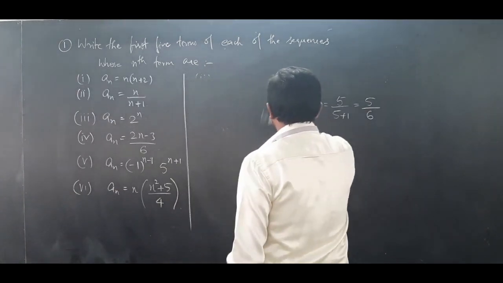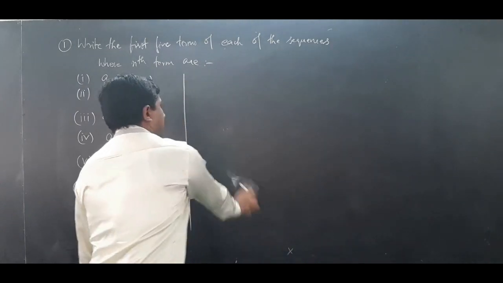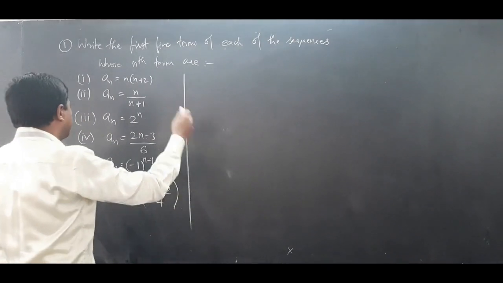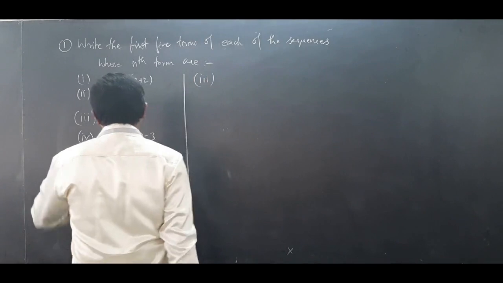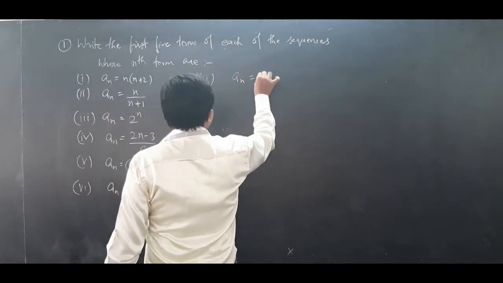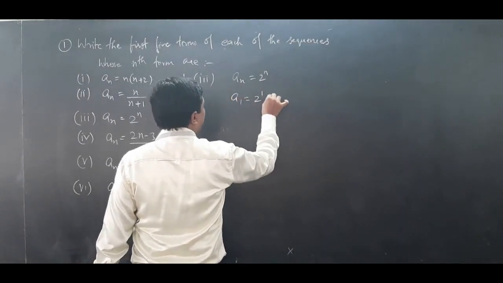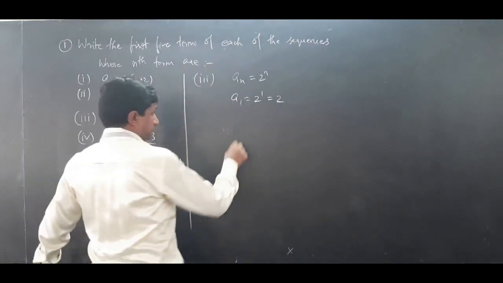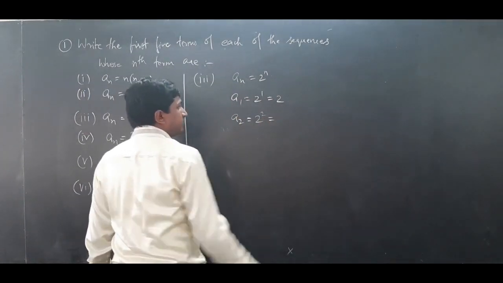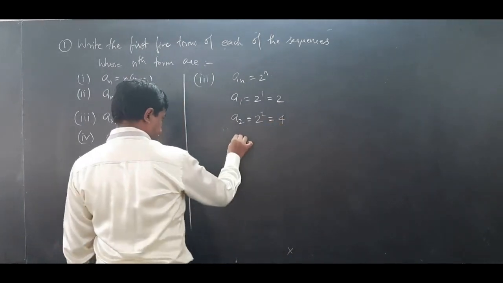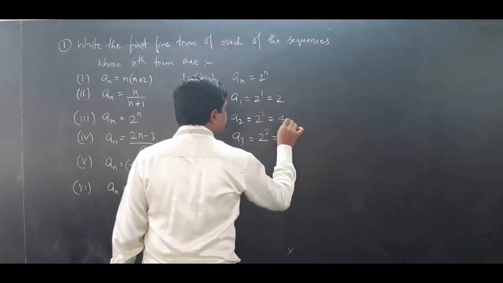Third question. Since these are simple problems, I am moving quickly. Okay. Third question, An equals 2 power n. Okay. What's A1? 2 power 1, which is nothing but 2. Second term is A2. A2 is 2 square, which is 4. Third term, A3, 2 cube equals 8.